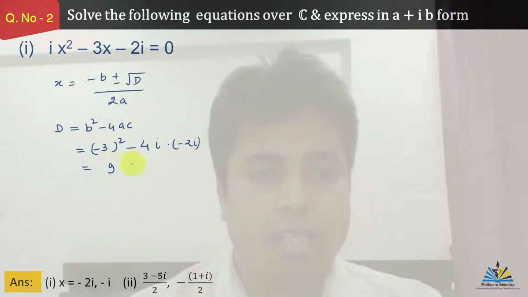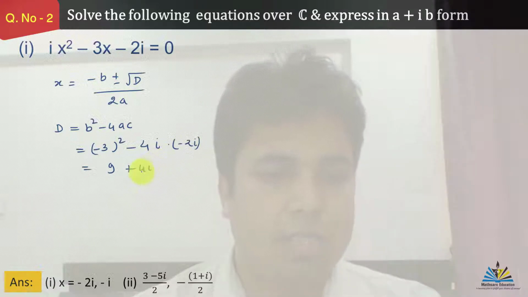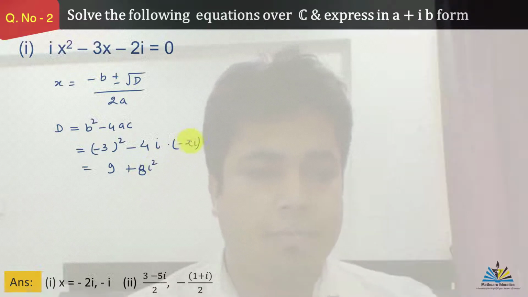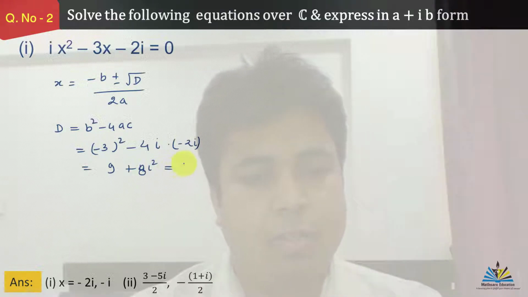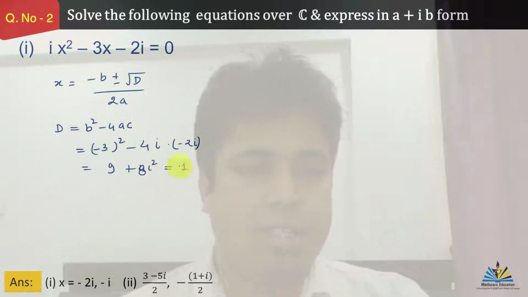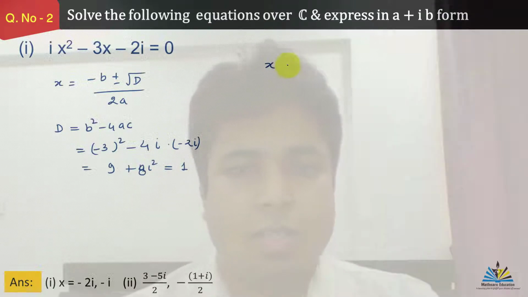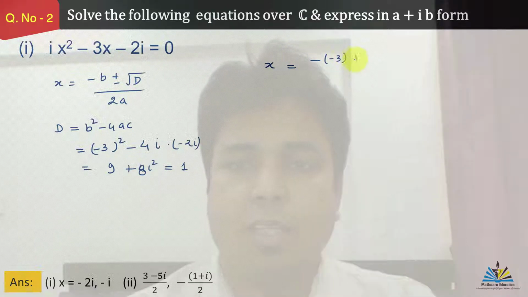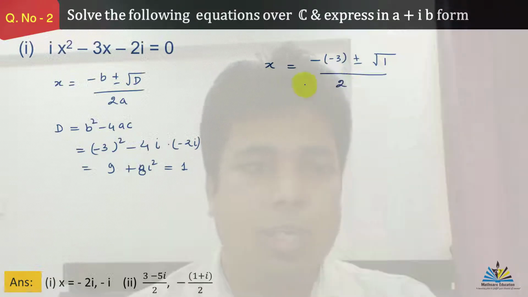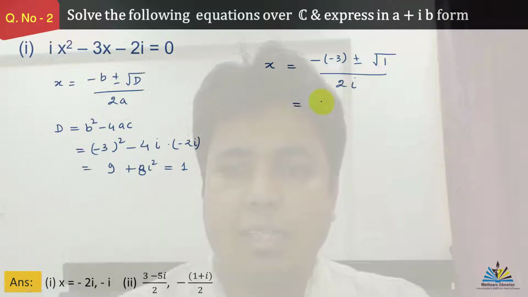So this is 9 plus 4i into 2i, that is 8i square, and this becomes equal to 1. 9 minus 8, that is 1. So the roots of this equation are x equal to minus b, that is minus 3, plus minus under root D, that is 1, upon 2a. a is i. So what we are getting here is 3 plus minus 1 upon 2i.